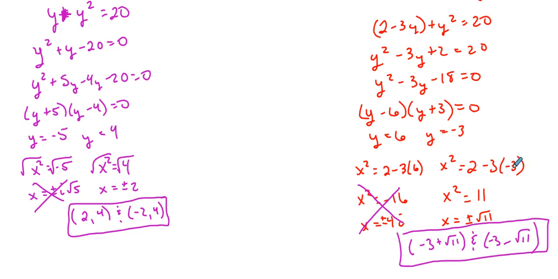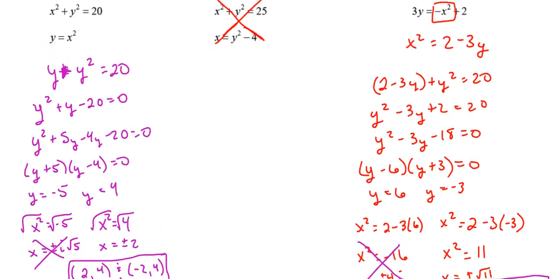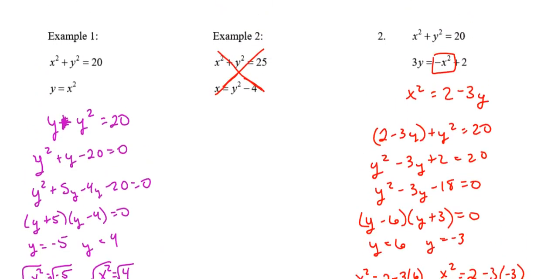When I plug in my other y value of -3, I end up with x squared equals 11. So I get x equals plus or minus the square root of 11, which gives me my two points of intersection: (-3, positive square root of 11) and (-3, negative square root of 11). So two solutions to this system, and there would be two points of intersection.